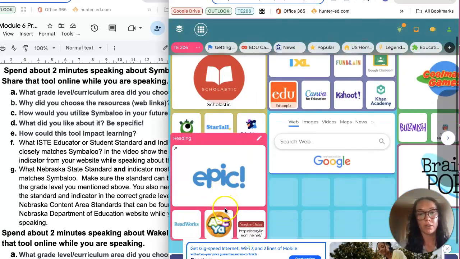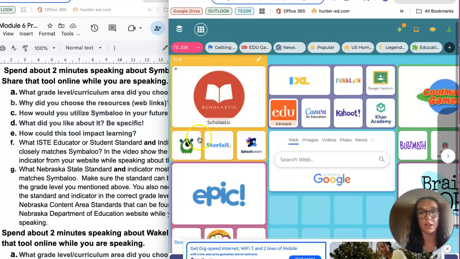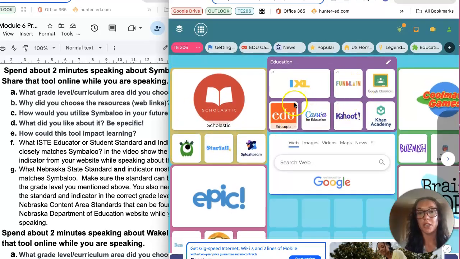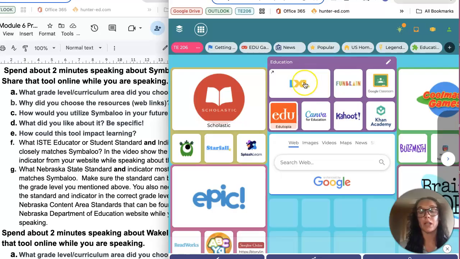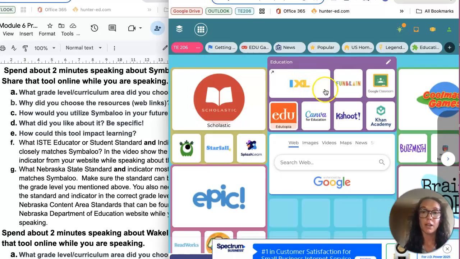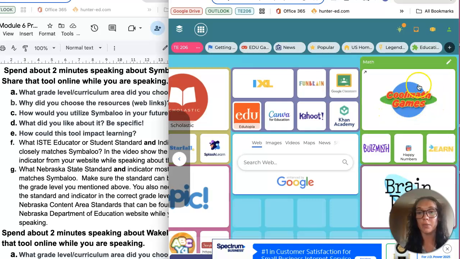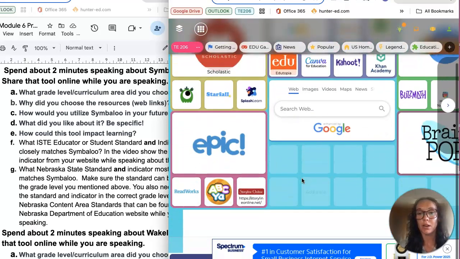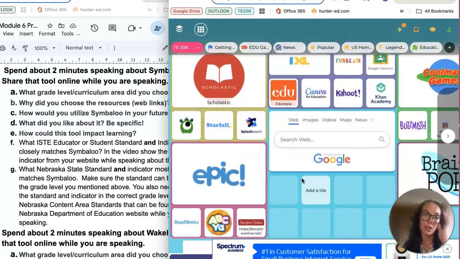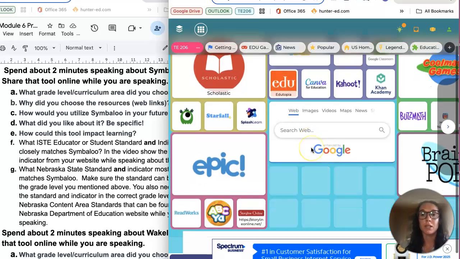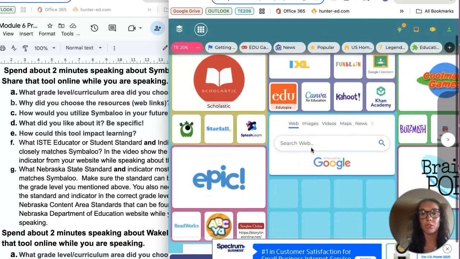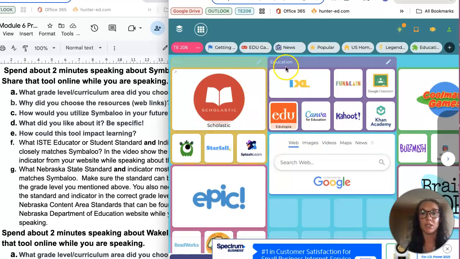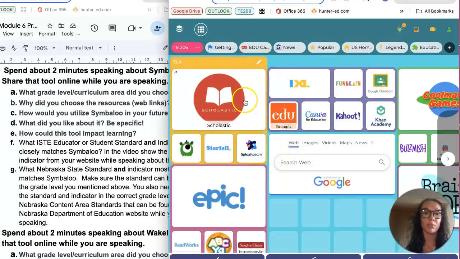I have a variety of different reading activities, some ELA stuff, just educational stuff. IXL can be used for both math and ELA. And then some other math stuff over here. I've never heard of Symbaloo before, so this was kind of fun to put together and super easy, honestly. I definitely could see me using this in my future classroom, just so all of the resources that my students need are in one spot.